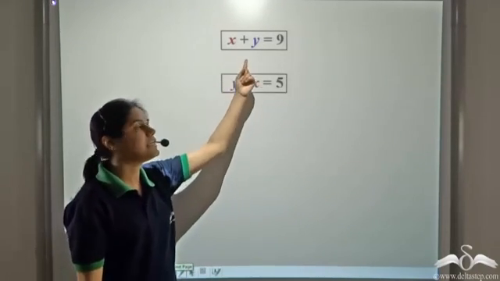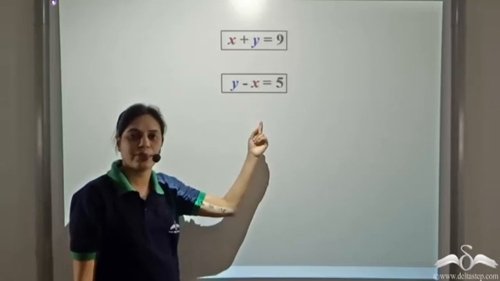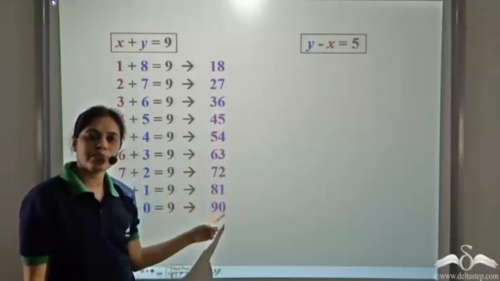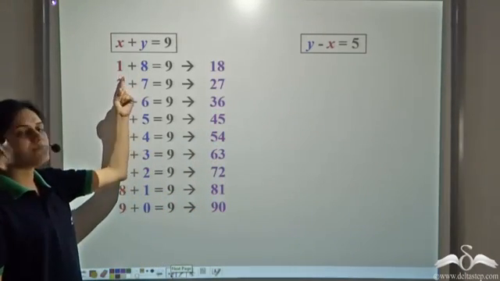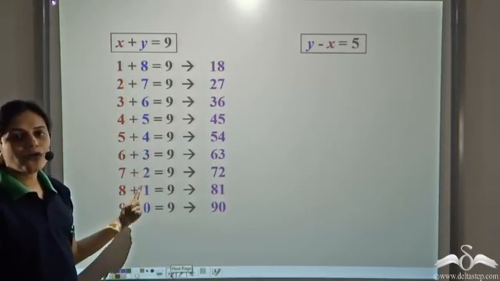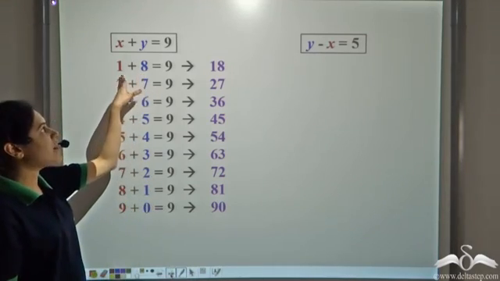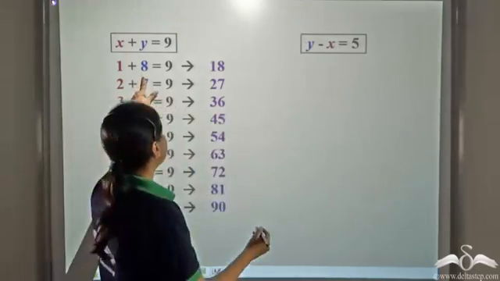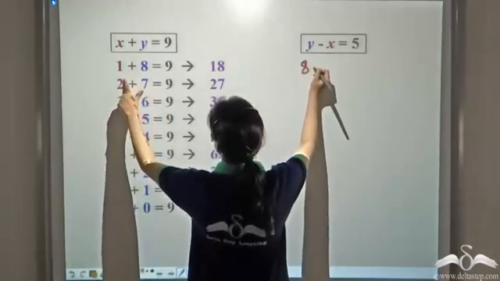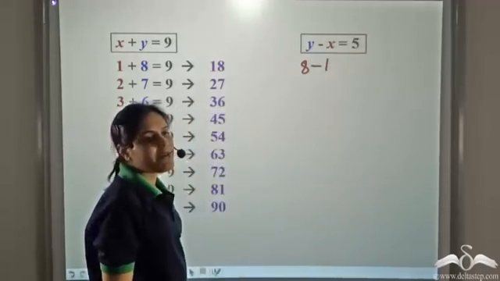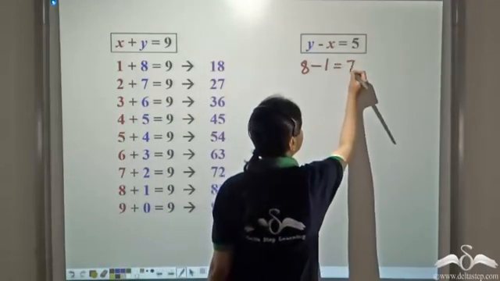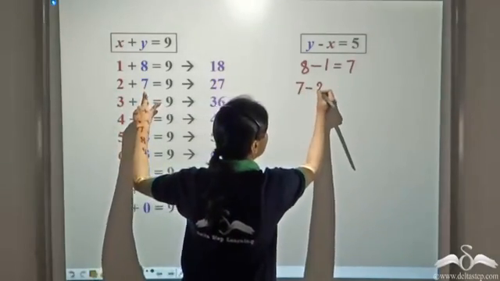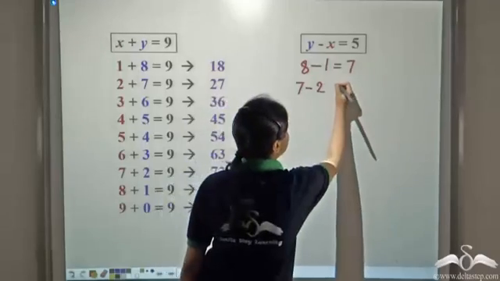So you have got these two linear equations in two variables. From the first equation, you had these as the possible values. So these were the possible values of x and y. Now you just need to check which values of x and y satisfy this equation as well. So if y is 8 and x is 1, 8 minus 1 gives us 7. In this case, y is 7 and x is 2. 7 minus 2 gives us 5.